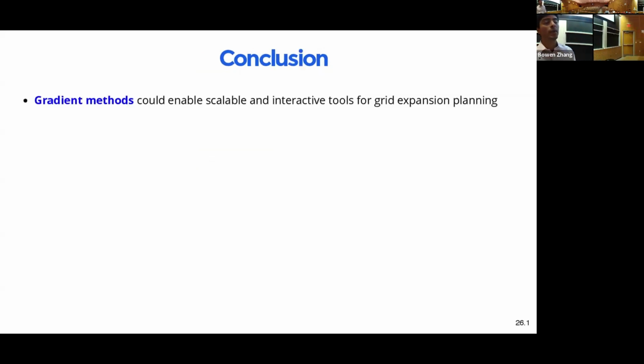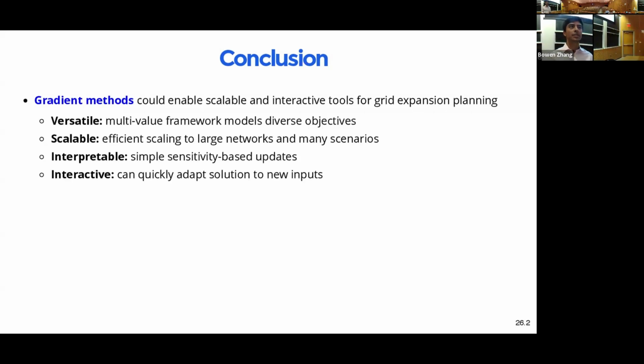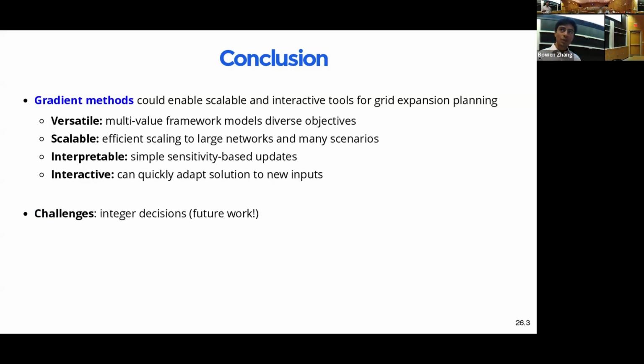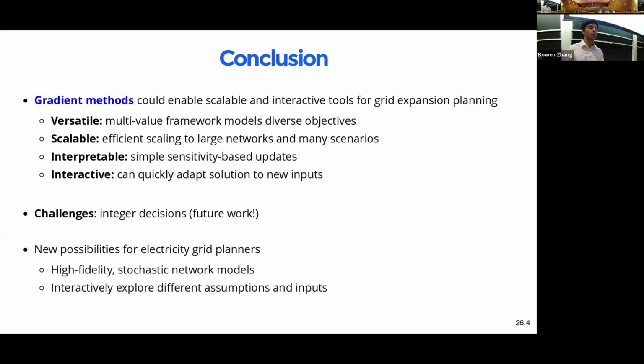So in conclusion, this work has all been about bringing gradient methods to the field of expansion planning. And we think it has nice properties that let us model diverse problems and scale to big cases, and importantly, make things interpretable and interactive for planners sitting at the decision table and making real decisions about where to build new transmission lines and generators. One challenge with the method I've described is handling integer decisions, but that's future work and something that we're handling right now. But in general, we're hopeful that this could unlock new possibilities for planners and help accelerate decision making around this.